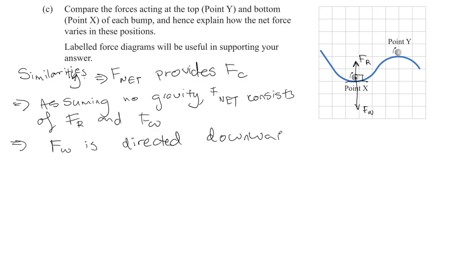Now we're going to go along and say all the differences. So at position X, the difference is that it's the centripetal force, which is always directed towards the center of the circle, right? These are the centers of the circles that I just drew. So at point X, the centripetal force is essentially directed upward. So Fc is directed upwards towards the center of the circle.